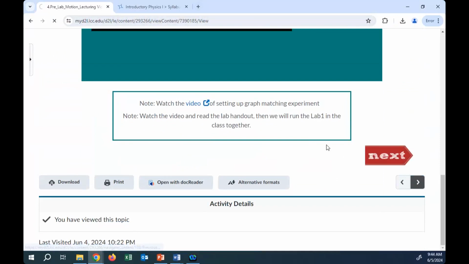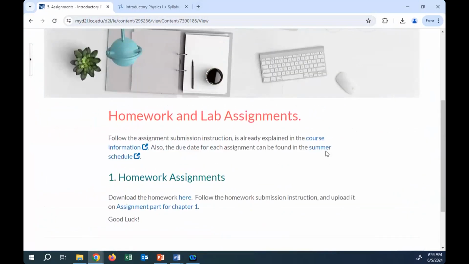And the next page is going to be homework and lab assignment. For the lab assignment, you complete the lab and then submit the lab before leaving the class. It's going to be one submission per group. And the homework assignment, just explained here.